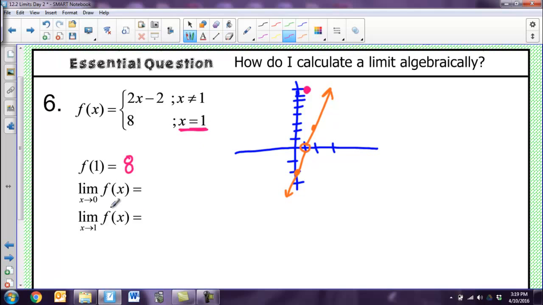And I could evaluate different limits on here. If I tried to plug in 0 into this function, it's not equal to 1, so I'd plug it into the first thing. So I'd have 2 times 0 minus 2, or negative 2. And I could see that on my graph as well, because as I'm going to 0 from the right side, it equals negative 2, and from the left side, it's equaling negative 2. Now the problem is at 1.